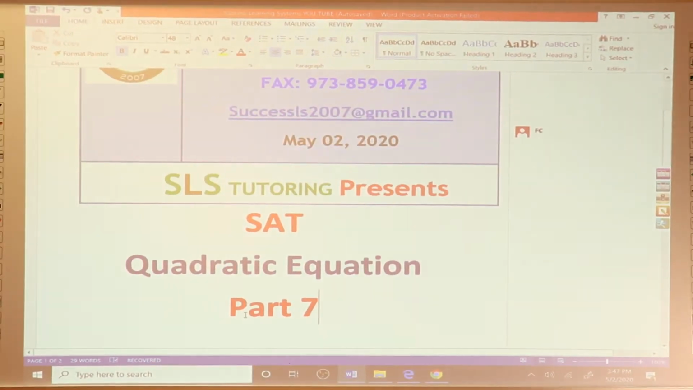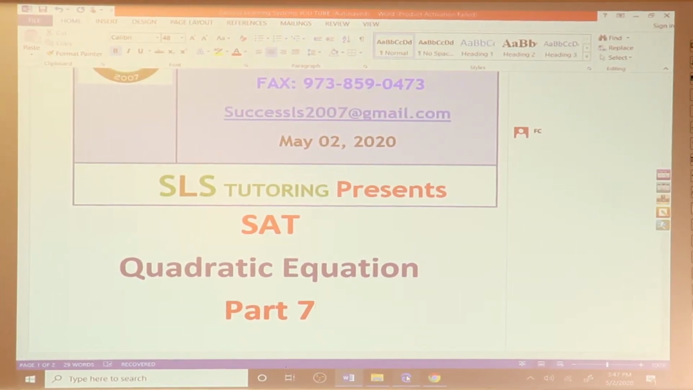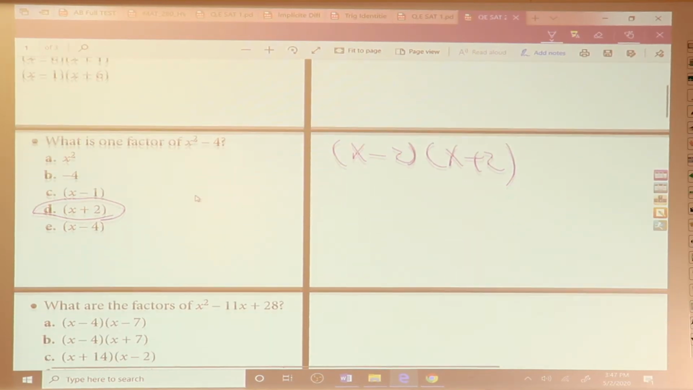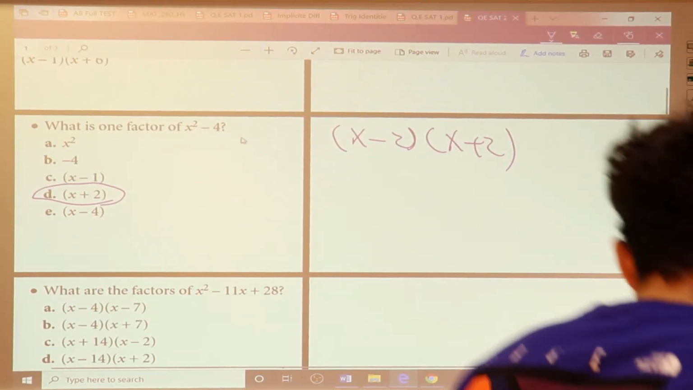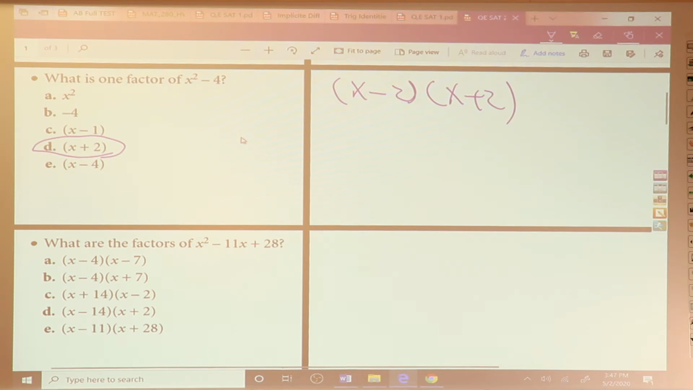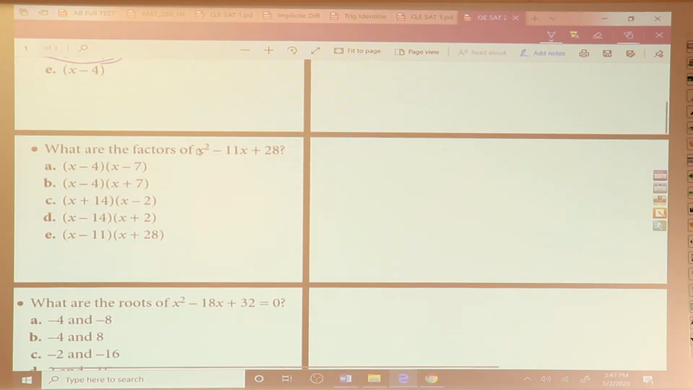Okay, quadratic equation part 7, let us go to our class. Okay, now we stop at what is one of the factors of x squared minus 4. Now let us go to this problem. Factors of x squared, we have to focus on these two numbers, right? Negative 11 and positive 28.